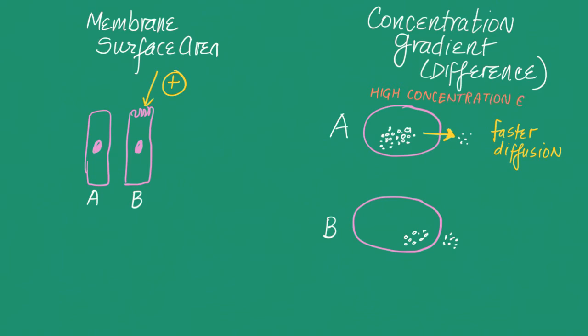The greater the concentration gradient, the faster the diffusion. With cell B, the difference between outside and inside is less, so it has a low concentration gradient. So the diffusion in cell B will be slower.